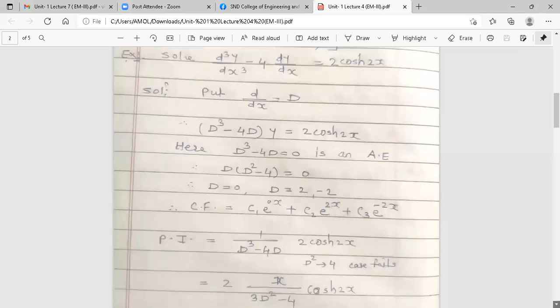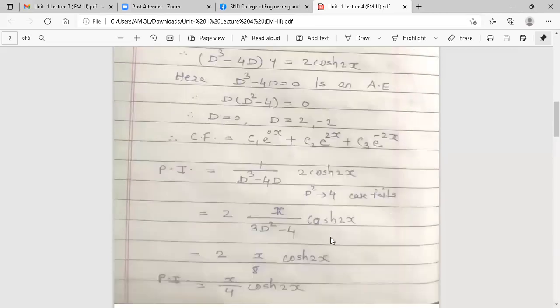Now the PI. To find the PI, the formula is 1 upon φ of D into f of x. So 1 upon φ of D is here D cube minus 4D, and the function is here 2 into cos 2x. Now to solve for this cos 2x hyperbolic cos function, we always replace D square by a square. The value of a, the coefficient of x, is here 2. The square of 2 is 4. So replace that D square term by a square, meaning D square by 4.